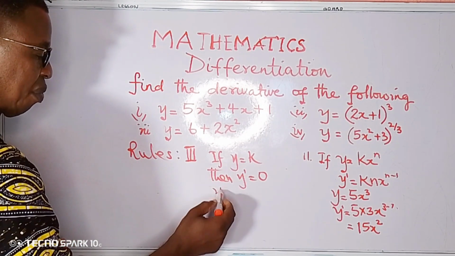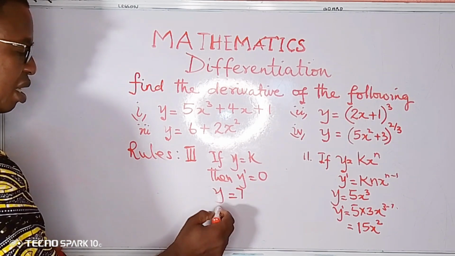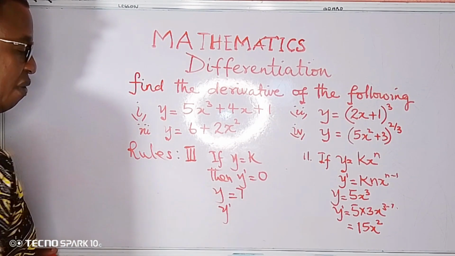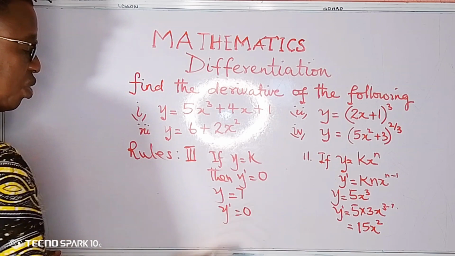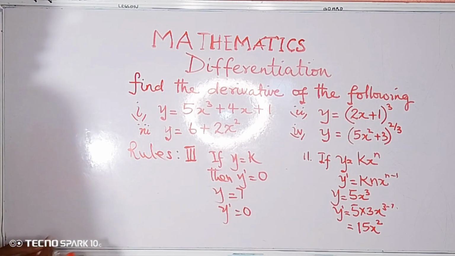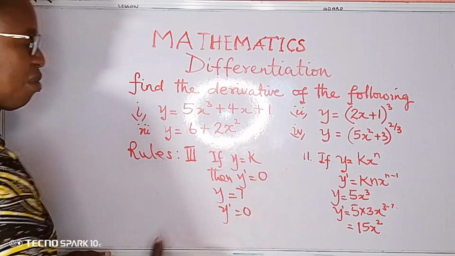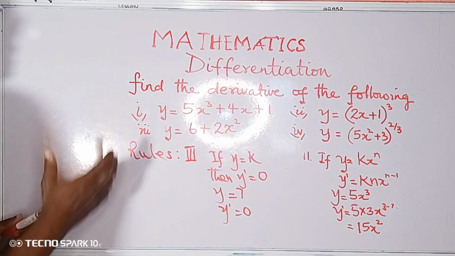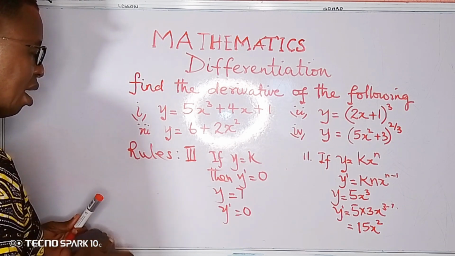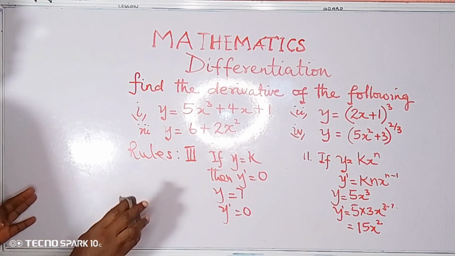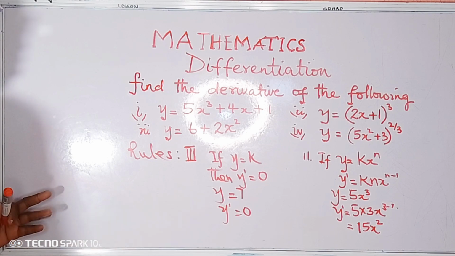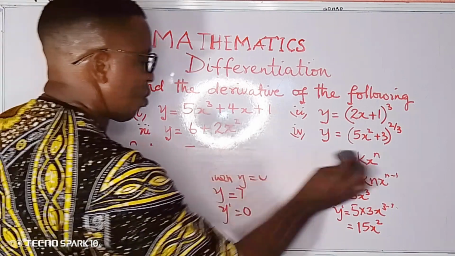Let me give you an example. Suppose we say y is equal to 7. It means that the derivative of y will be equal to 0 because 7 is a constant. I hope you're clear with these three basic rules I've stated here. With this, let us go right into the class and solve our question. I've given you time. Please take these rules down because I'm referring to those rules. Let's go.